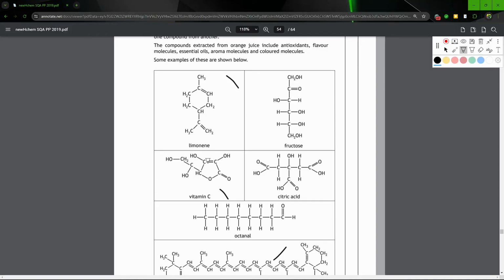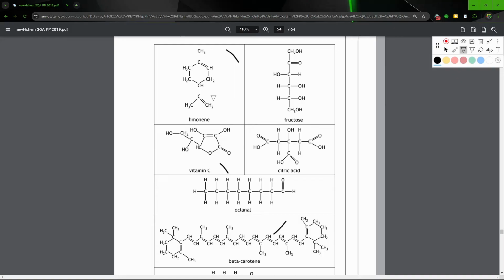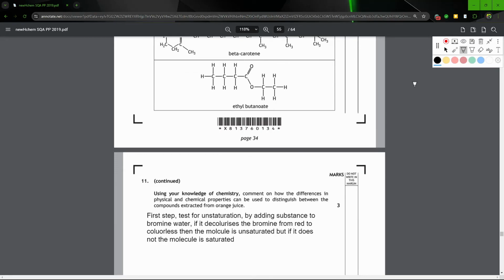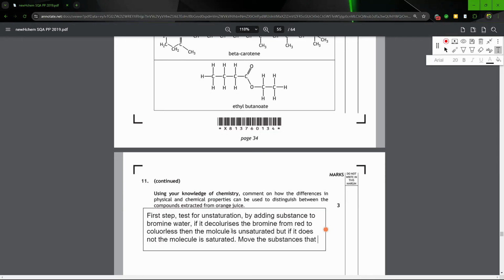So now we'll have a look at these and see if we can distinguish any differences. So let's keep writing. Move the substances that were unsaturated into a different group, and then test their water solubility.